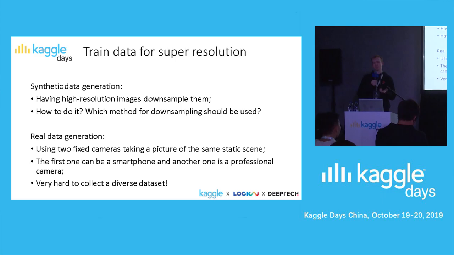So also another technique is to generate real data. How to do it? For example, in a controlled environment, we can use two fixed cameras. One of the cameras will be a professional camera, which can produce high resolution images, and another one will be the smartphone camera. And we can take a picture of the same static scene.